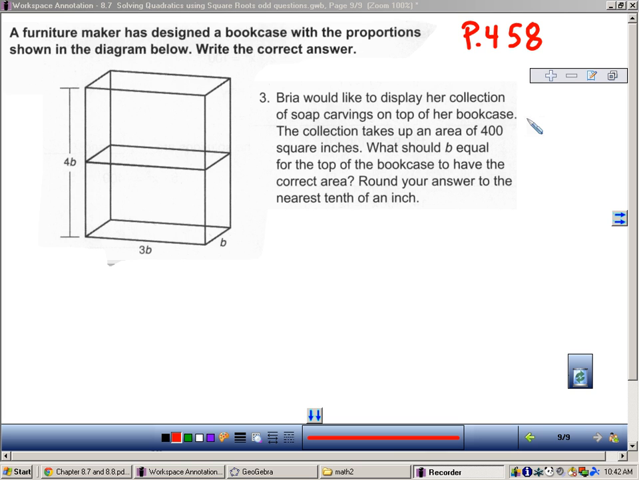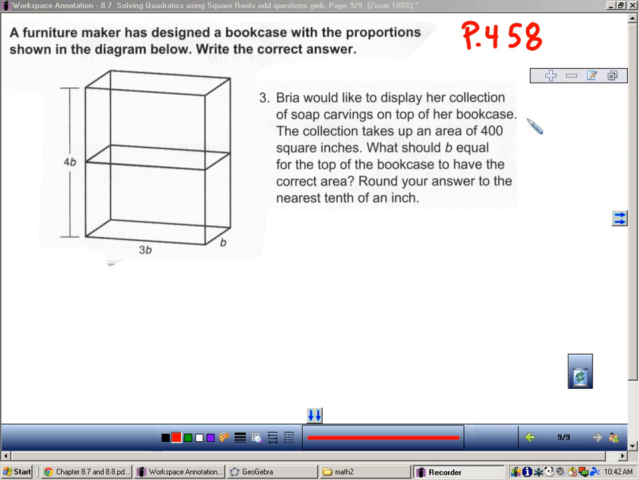Bria would like to display her collection of soap carvings on top of a bookcase. The collection takes up an area of 400 square inches. What should b be equal to for the top of the bookcase to have the correct area? Round your answer to the nearest tenth of an inch.